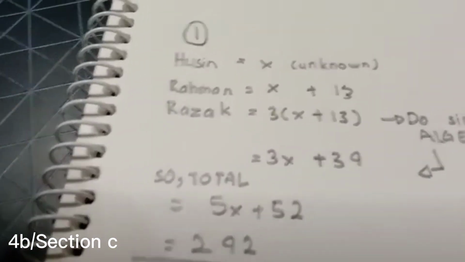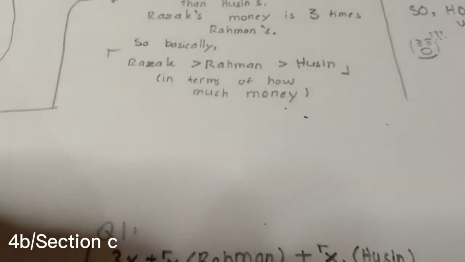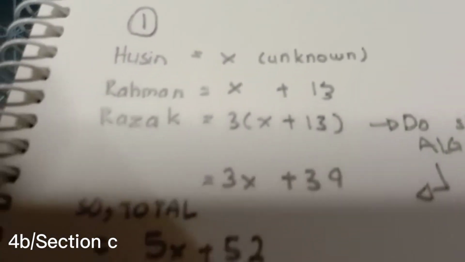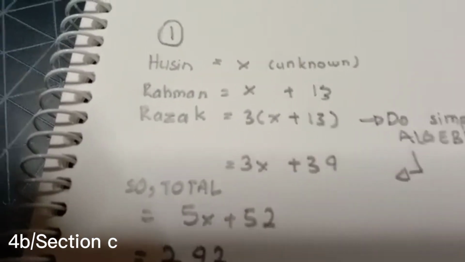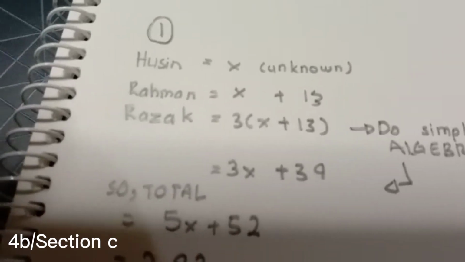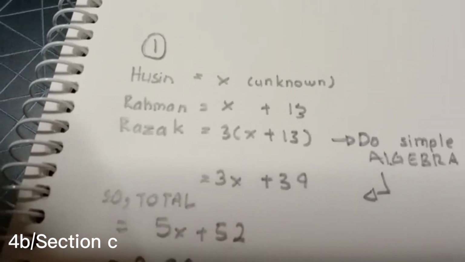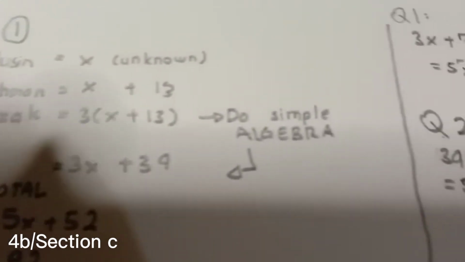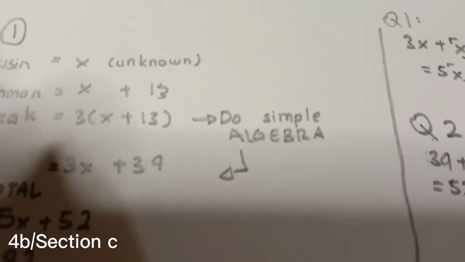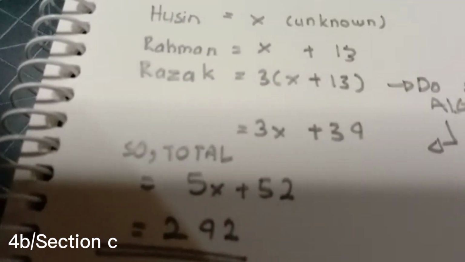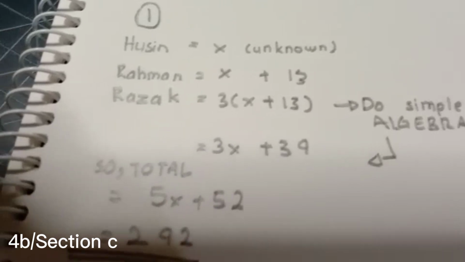Now let's look at Razak. Let's look at the question again. Razak's money is 3 times Rahman's. So that's X plus 13, which is Rahman's money, times 3. Now, in order to make it easier and to expand this equation, we have to do simple algebra. In this case, we have to do expansion. So 3 times x equals 3x, and 3 times 13 equals 39.